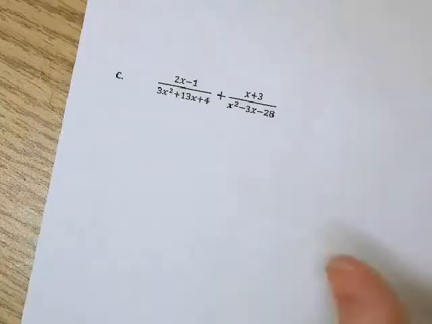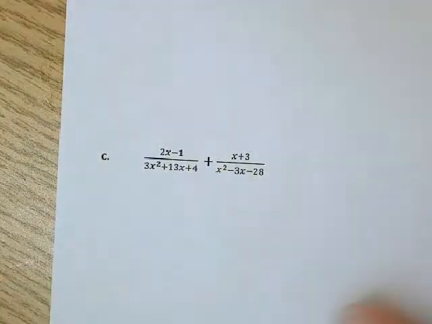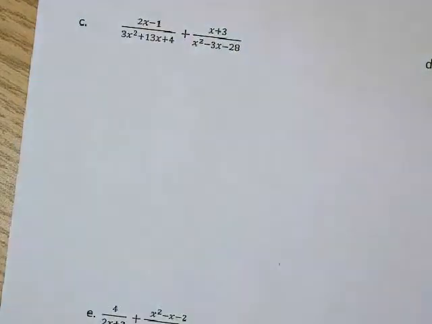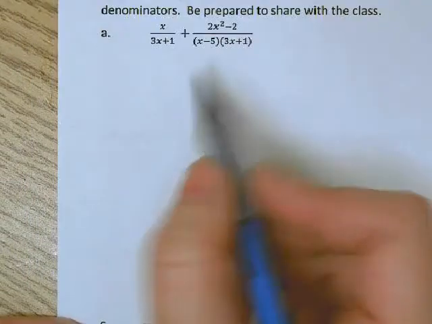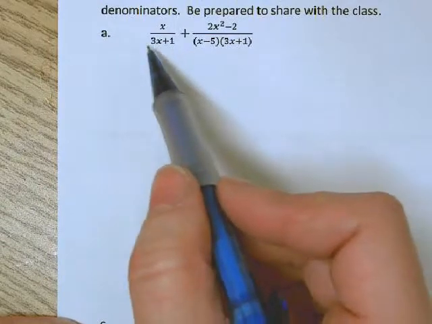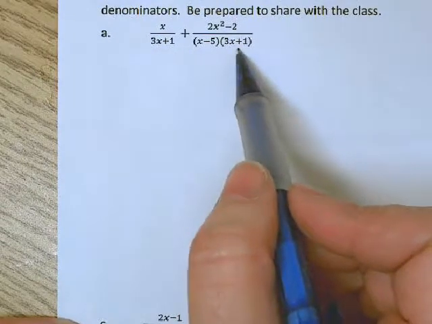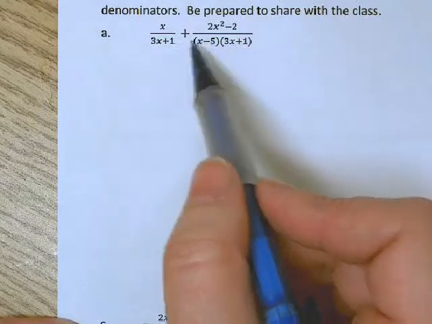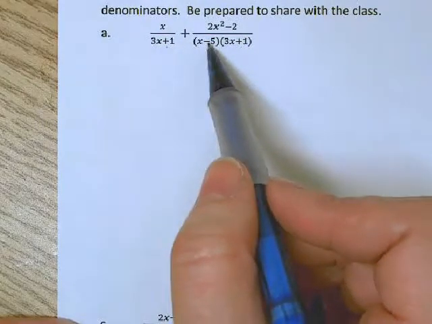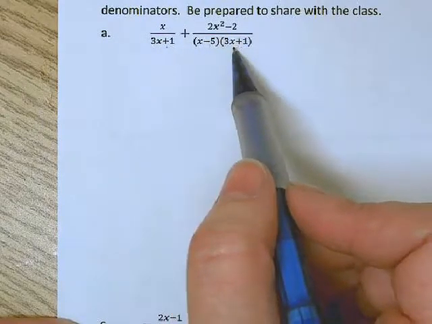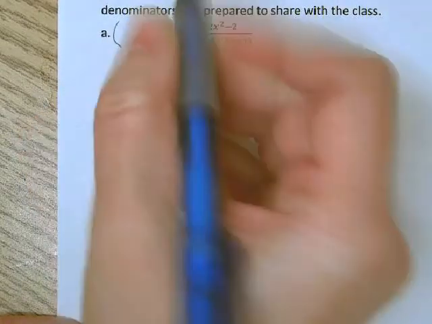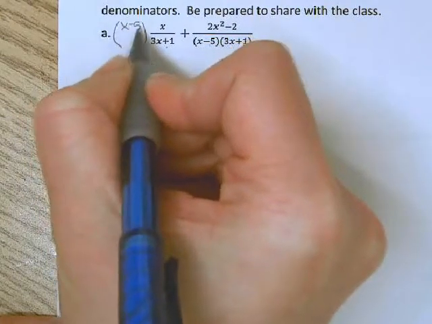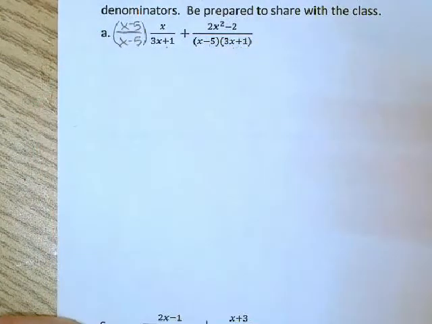On the back side is where we get a little bit more complicated, and some of them a lot more complicated. So what I want to look at up here, just look at part A: we don't have a common denominator, but we do have one common factor, that 3x plus 1. So if this one is x minus 5 times 3x plus 1, what I need to do is multiply the first fraction by x minus 5 over x minus 5.